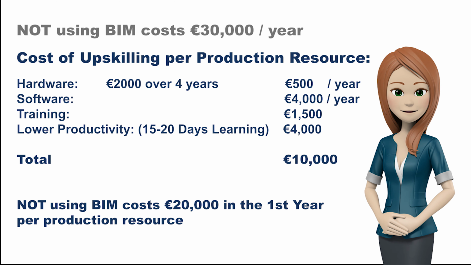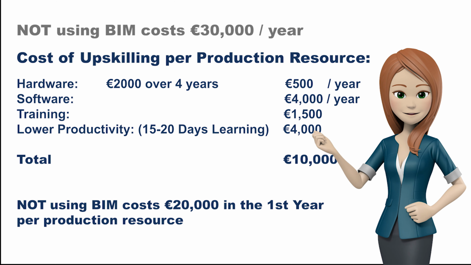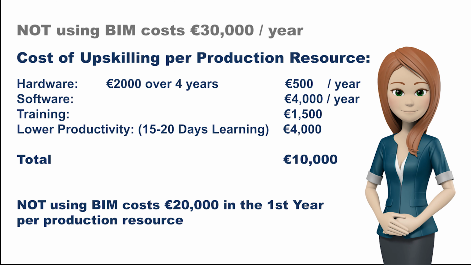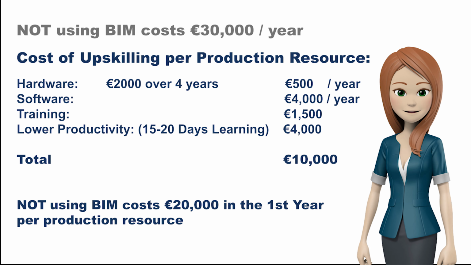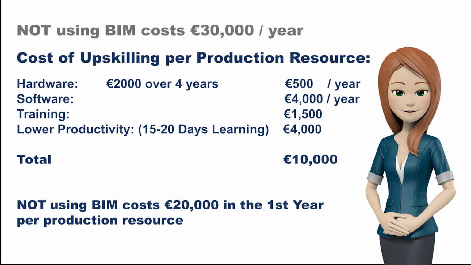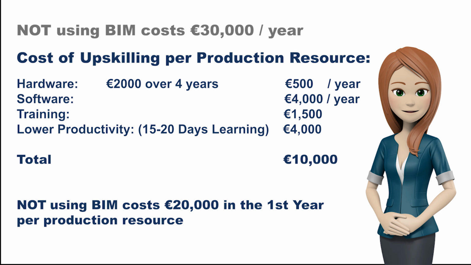If we deduct this from the efficiency gained above, you gained €20,000 in the first year of implementation. So even bearing these investment costs in mind for the first year, not using BIM is still costing €20,000 per year per production resource when compared to the baseline cost of business of traditional practice.